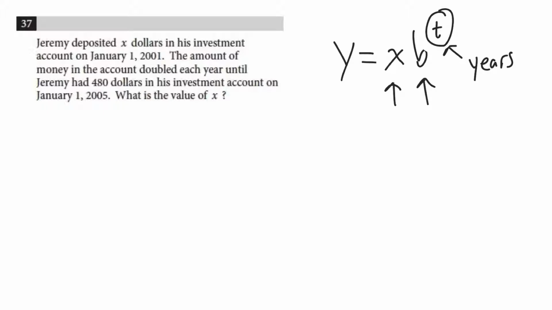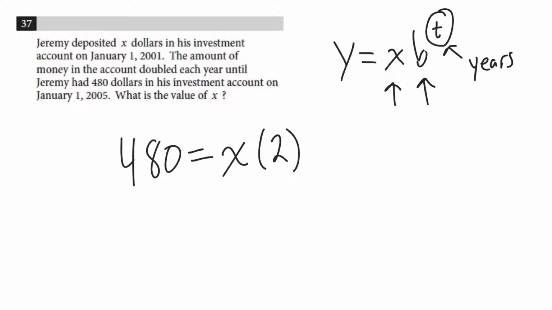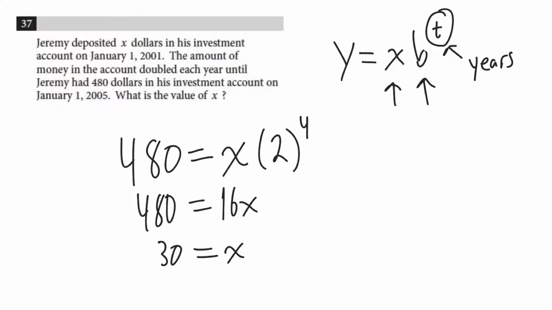Okay, so we know that at the end we had $480. We want to know how much the initial deposit was, and we know that it doubled every year. So doubled, well, that means multiplied times 2 every year. And well, how many years? It's from 2001 to 2005. That's four years. Okay, so that's 480 equals, well, 2 to the 4th. 2 times 2 is 4, times 2 is 8, times 2 is 16. That's 16x. Okay, so I know 48 divided by 16 is 3, so that must be 30. So his initial deposit must have been 30 if he doubled every year, which is a pretty darn good investment, if you ask me.